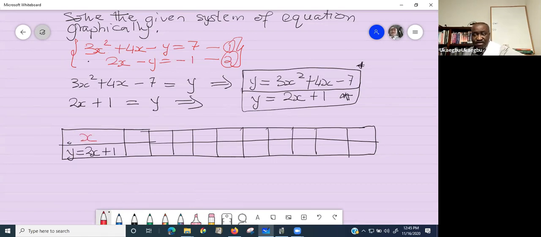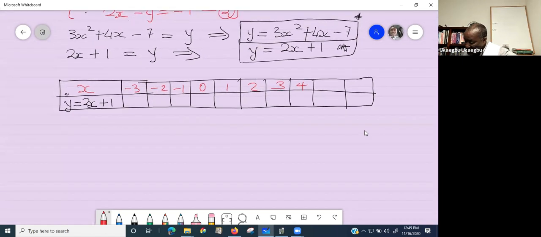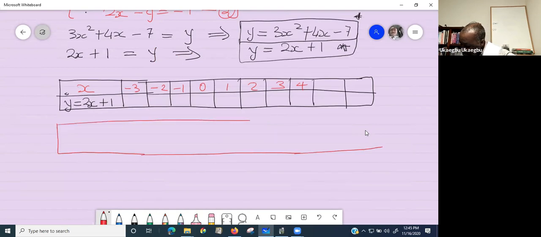So now you can take your various values of x and the corresponding values of y. So you can take something like negative 3, negative 2, negative 1, 0, 1, 2, 3. If you like, you do the fourth one. And you do the same thing for the second equation.